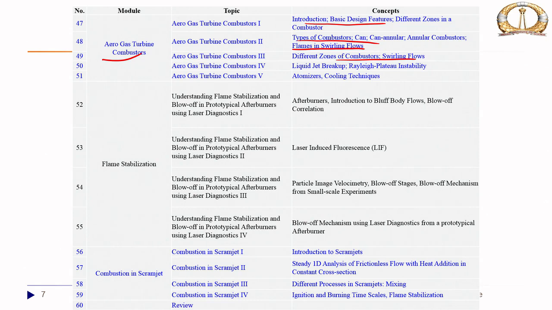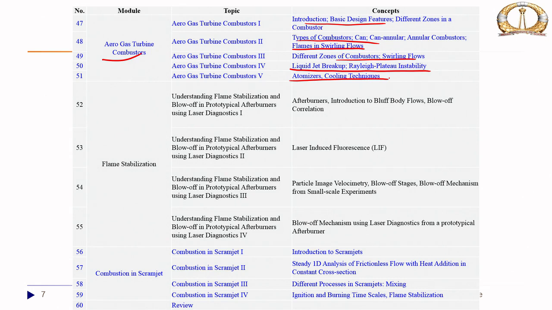So, it is important to understand how a liquid jet breaks up, because so far we have understood how the droplet evaporates. But taking a step back, now we needed to understand how the liquid jet essentially breaks up, so that the surface area can be increased by forming small droplets, and now the small droplets can evaporate, mix and burn. So, for that liquid jet breakup, we looked into Rayleigh-Plateau instability, the fundamentals, and then we looked into different atomizers and cooling techniques.